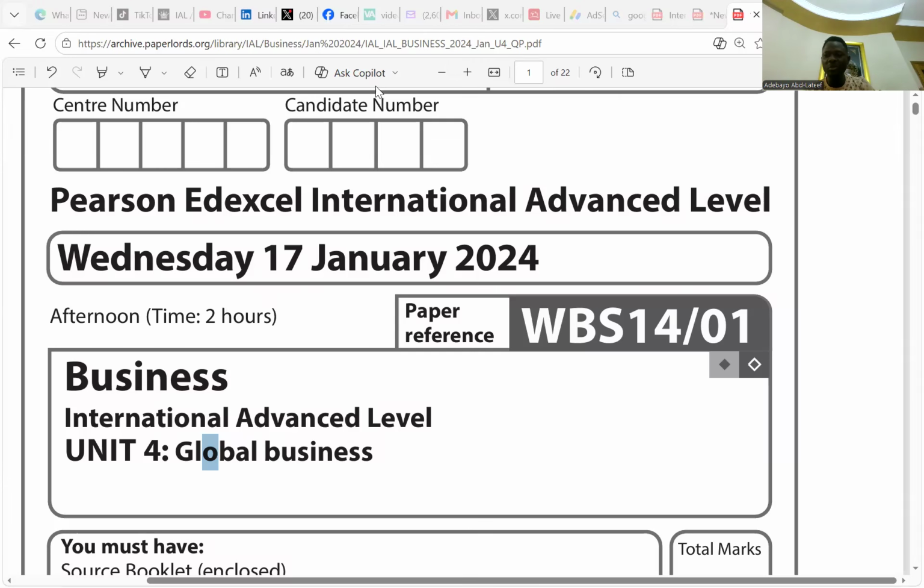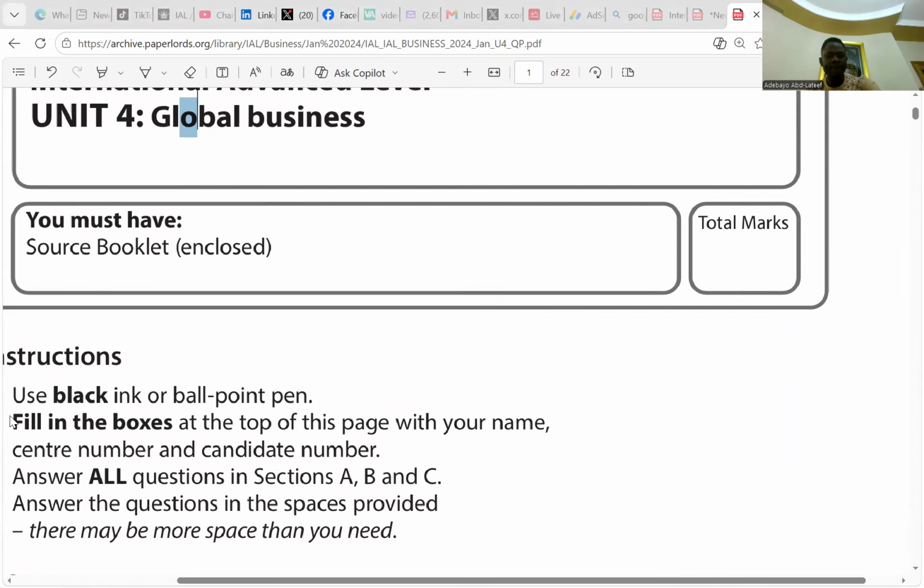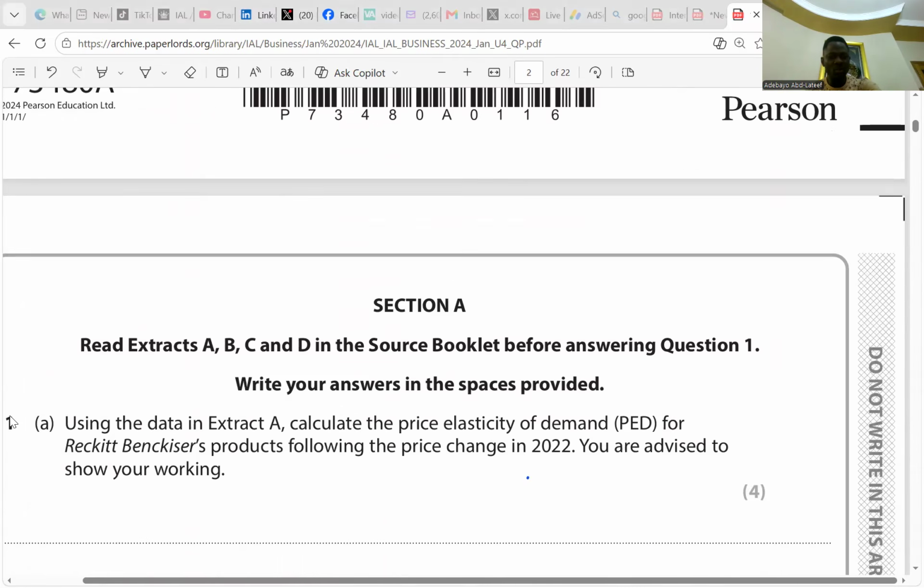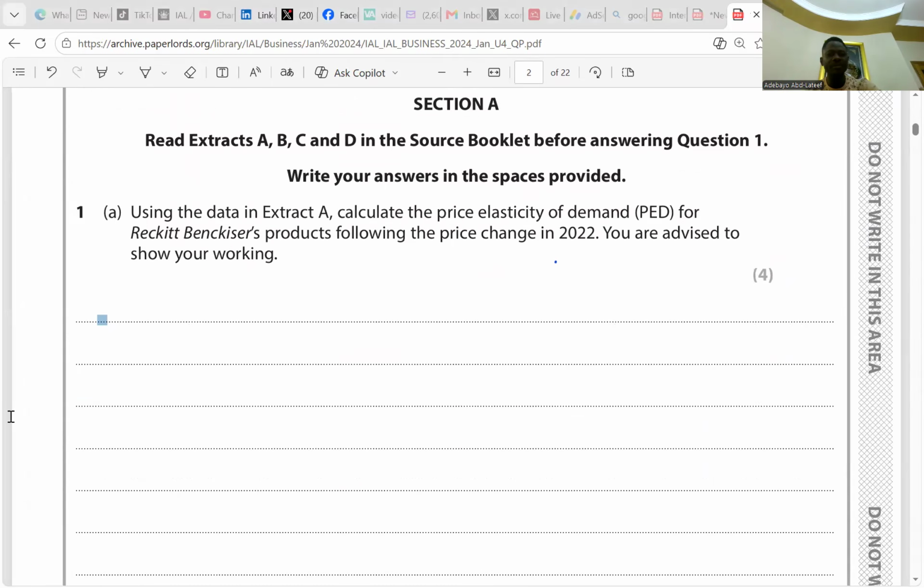Welcome to Business A-Level class with Dr. Adebayo. We're going to start with question 1. For question 1, they said, using the data in extract A, calculate the price elasticity of demand for records' product following the price change in 2022. You are advised to show your working. So we have to quickly go through the question together.